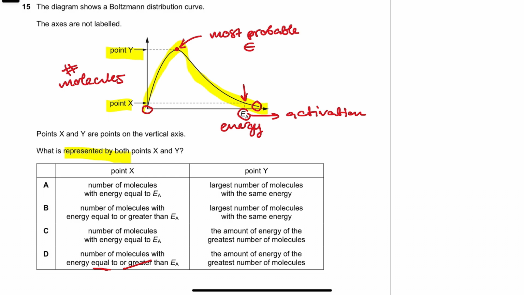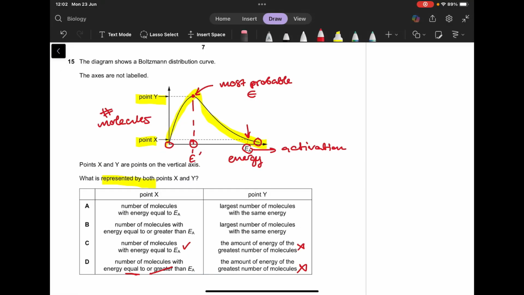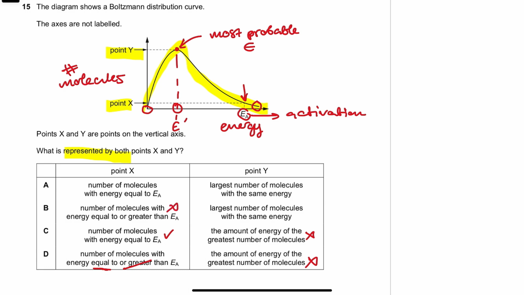Point Y, the amount of energy of the greatest number of molecules. Now, while this sounds right, point Y actually refers to the number of molecules at this given energy. And while this energy is the amount of energy of the greatest number of molecules, because we're pointing at the point on the curve and not on the x-axis, we're not actually referring to the energy at this point. So that would be incorrect. This C would be correct, and this would be incorrect. Again, this is incorrect, and this would be correct because this is the largest number of molecules with the same energy. That must mean that our answer is A.